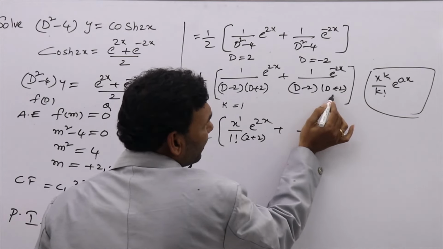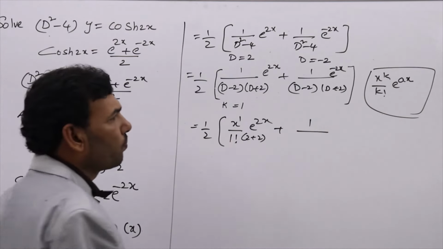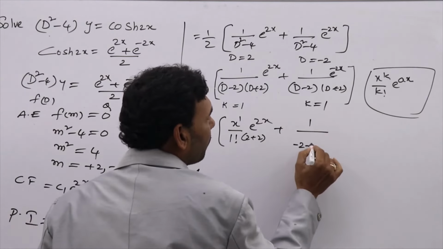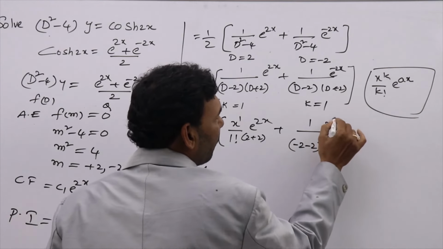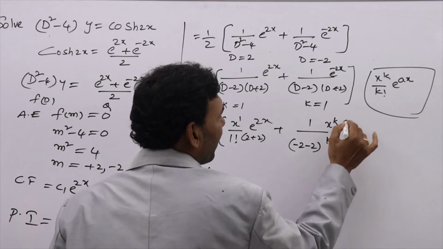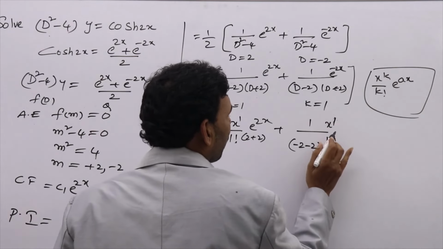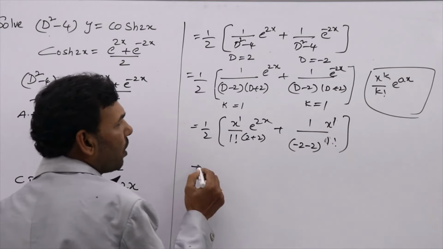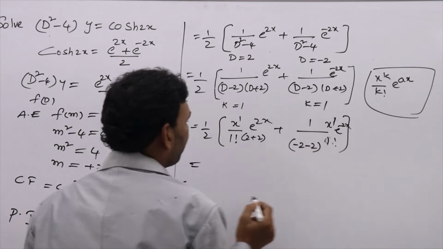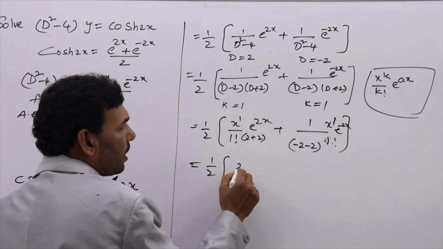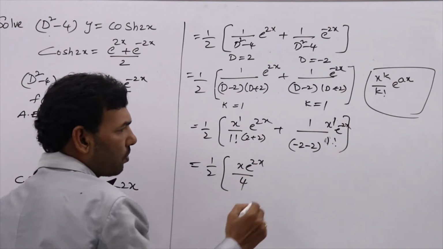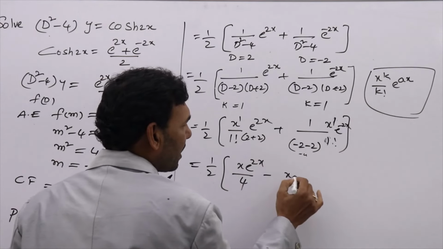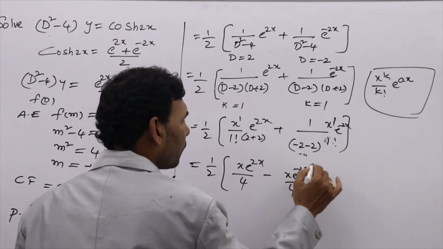Here also, if you write minus 2 in the place of D, you will get 0. So k is 1. One factor is 0. This factor won't be 0: minus 2 minus 2. Here one factor is 0. X power k by k factorial, k is 1, right? X power 1 by 1 factorial. So finally what did you get? E power minus 2x is there. 1 by 2 into x e power 2x by 4, plus 1 by minus 2 minus 2, that is minus 4, so plus into minus gives minus x e power minus 2x by 4.